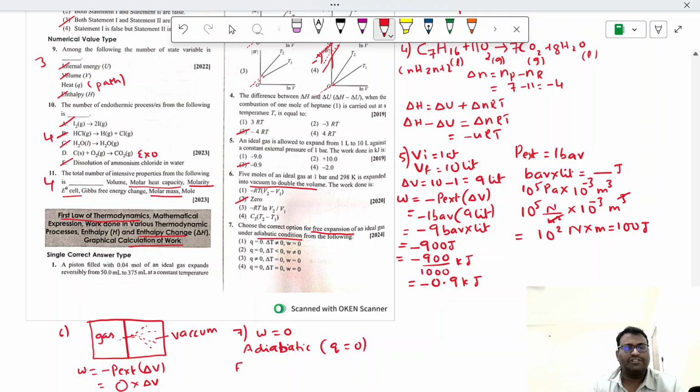According to first law of thermodynamics, we know that delta U is equal to Q plus W. So delta U is equal to Q is 0, W is also 0, and delta U will also be equal to 0. So when delta U is equal to 0, we know that delta U is equal to n C V delta T, then delta T will also be equal to 0. So delta T is equal to 0, W is equal to 0, Q is equal to 0. So what you get? Fourth option.